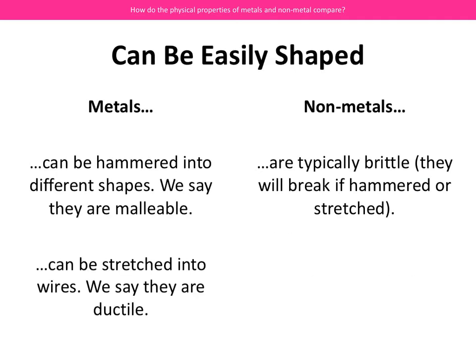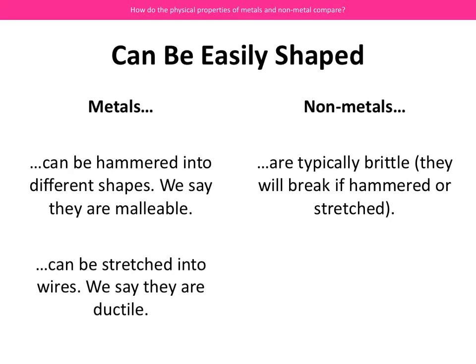Another difference is about how easily they can be shaped. So one of the features of metals, and a very important feature, is that they can be hammered into different shapes. That means that they are malleable. So that's probably a new word for you. But if you say something is malleable, you can say it can be easily shaped. So sometimes we talk about people having malleable personalities.